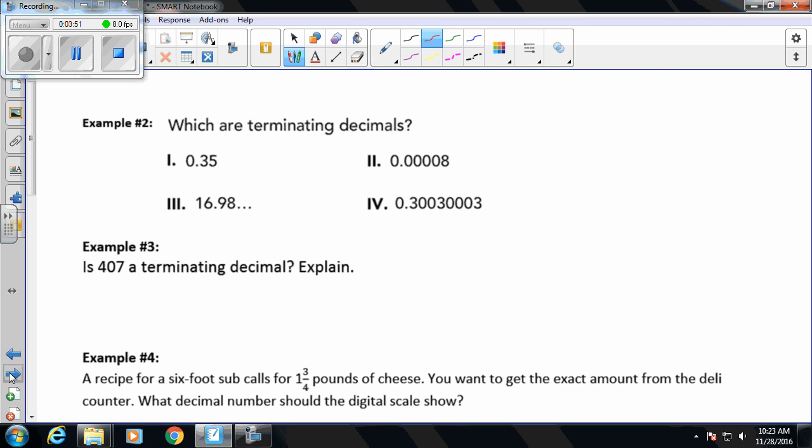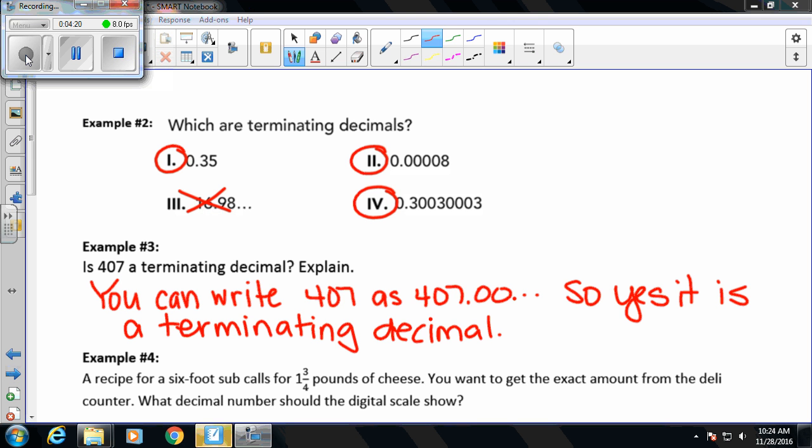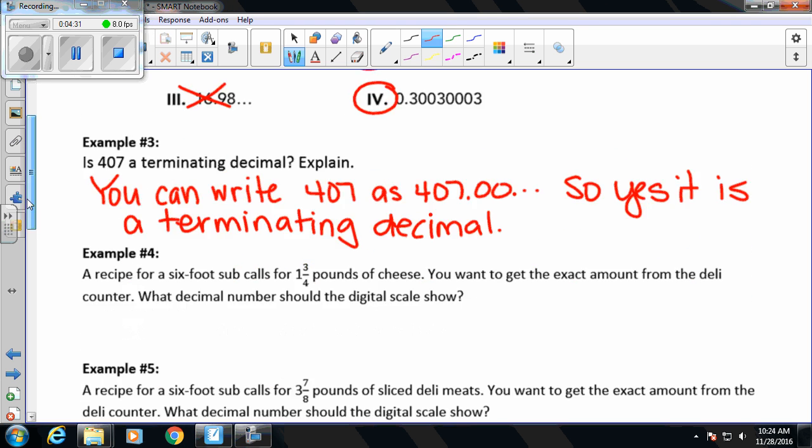Which are terminating decimals? I want you to circle the ones that are. And when I did that, I circled numbers 1, 2, and 4. Those are all terminating decimals. This one repeats. Is 407 a terminating decimal? Explain. I'll let you do that and we'll come back. You can write 407 as 407.00... So yes, it is a terminating decimal, because no numbers carry on at the end.